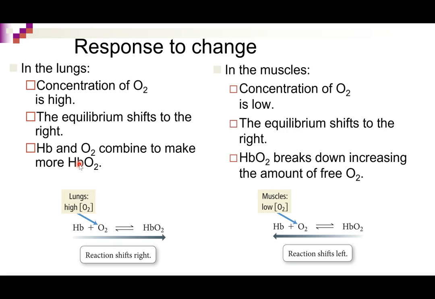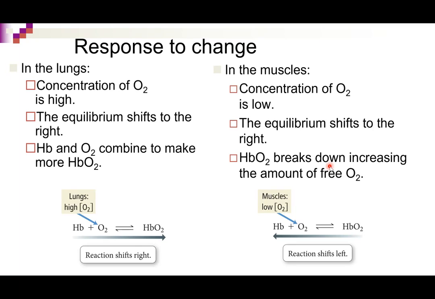But then when that same hemoglobin molecule finds its way to our muscles, the concentration of O2 is very low. So it says, you know what, I don't see very much oxygen around. I bet my muscles probably are going to want some oxygen. So why don't I release this oxygen? Why don't I shift back to the left so the hemoglobin breaks down and it frees that oxygen for the muscles to use? Okay. Again, equilibrium is disrupted, but that's a useful disruption for us. This is how we get our oxygen from lungs to muscles.